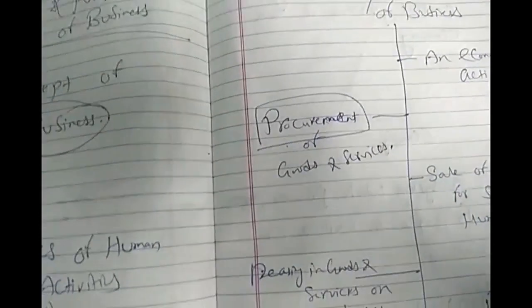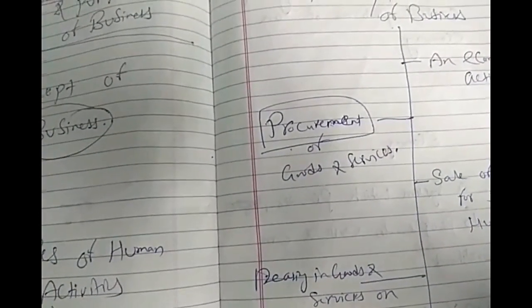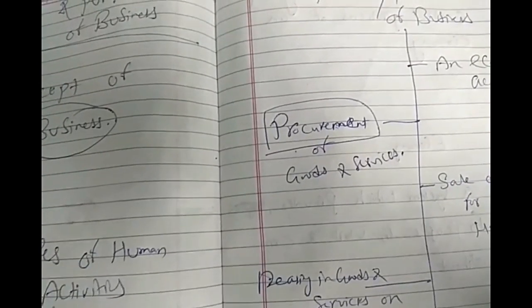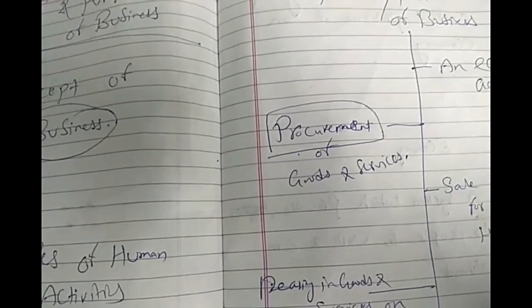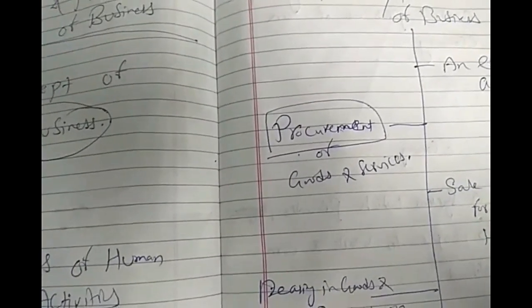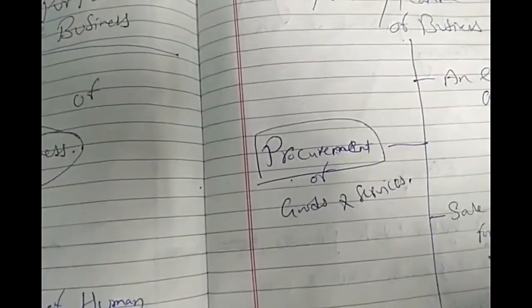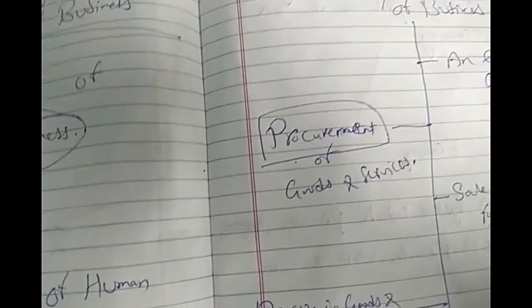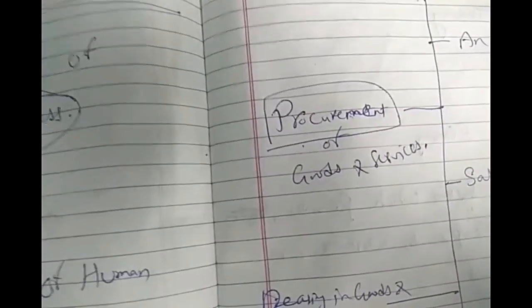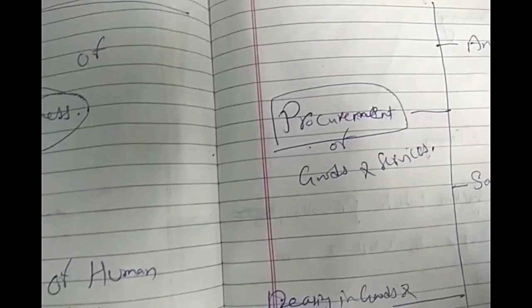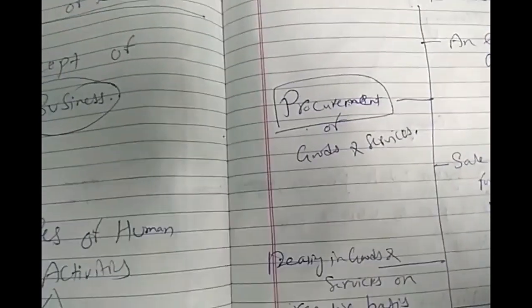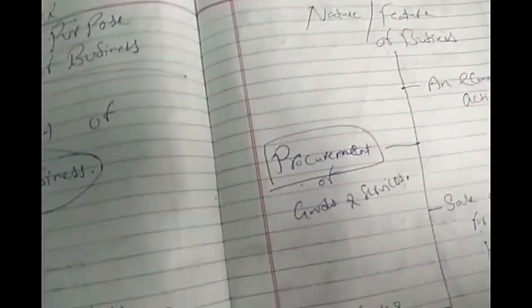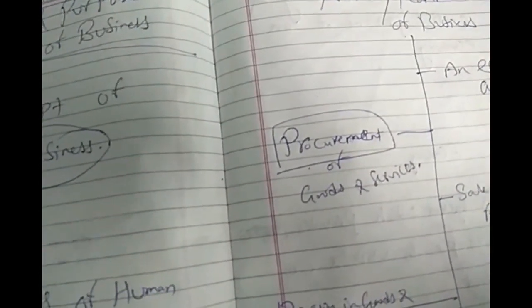Next, I am going to tell you about procurement of goods and services. Arrangement or production of goods and services. In business, either the goods and services are produced by the individual or arranged from different manufacturers at one place and provided to the customer for fulfilling their needs. So the next feature of business, procurement of goods and services, means arrangement of goods and services.